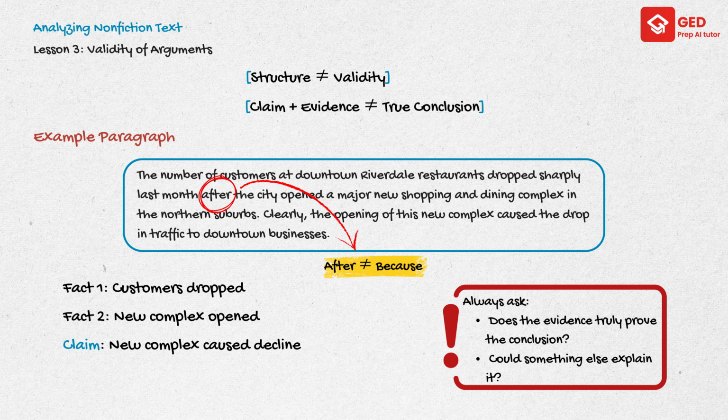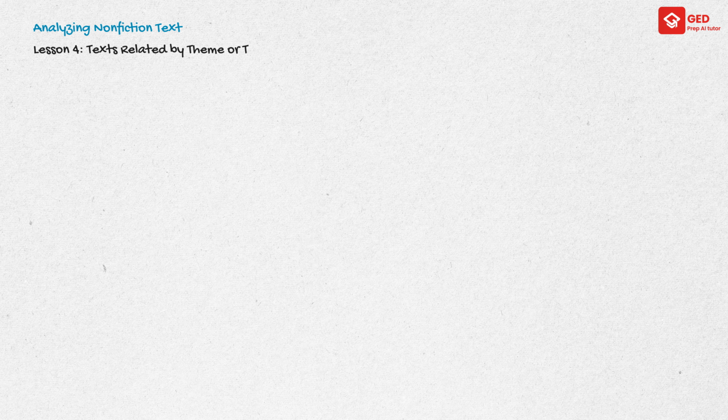To test validity, ask, could something else explain the decline? If road construction made downtown inaccessible, or if seasonal patterns reduced traffic, then the conclusion weakens. This is called a false cause assumption, confusing correlation with causation. A valid argument must eliminate reasonable alternative explanations. On the GED, you may read 2 texts that discuss the same subject. Your task is not only to understand each passage individually, but to compare and synthesize them.